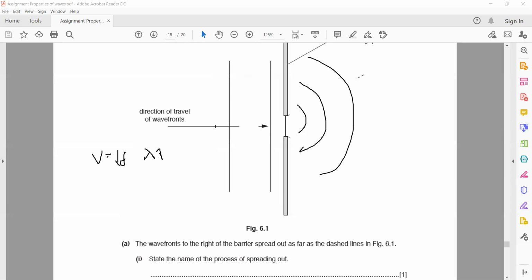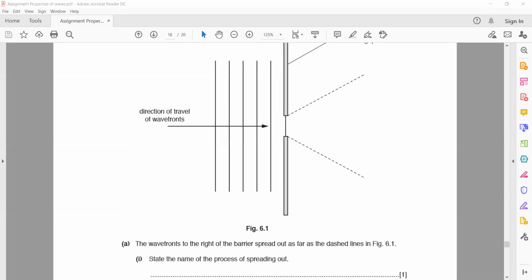Is it clear? So if we decrease the frequency, the wavelength of the wave is increased, and if the wavelength is bigger than the gap size, the spreading will be more, or it will have a greater diffraction.